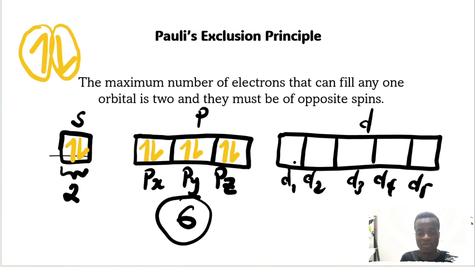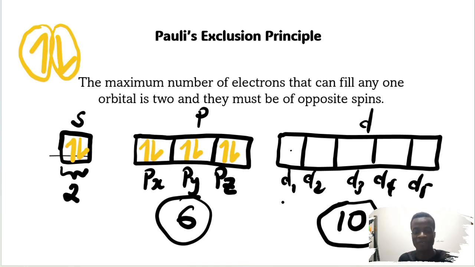So what do you think for the d orbital? There are 1, 2, 3, 4, 5 boxes, right? It's going to take a maximum of 10, because each box is going to take a maximum of 2, and 2 times 5 is 10. So basically, that's it, right? That's Pauli's exclusion principle.